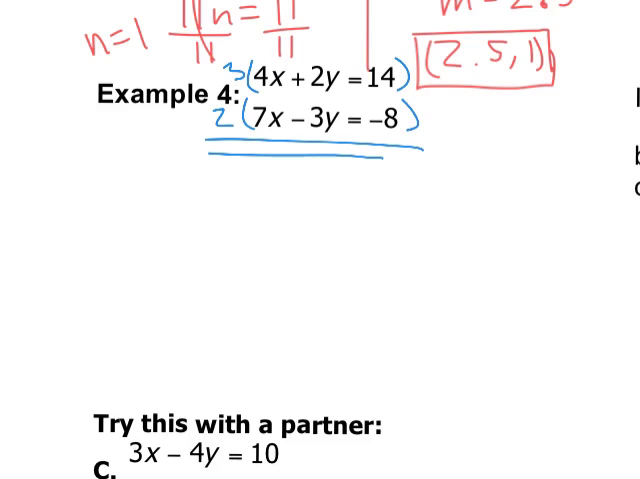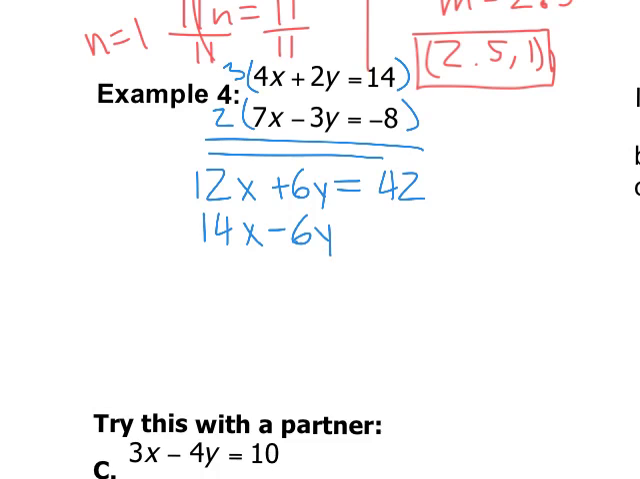So let's go ahead and rewrite. So for my top equation, 3 times 4x is 12x. 3 times 2y is plus 6y. Equal sign, 3 times 14 is 42. For my bottom equation, 2 times 7x is 14x. 2 times negative 3y is negative 6y. And then we see those opposites like we want. And 2 times negative 8 is negative 16.